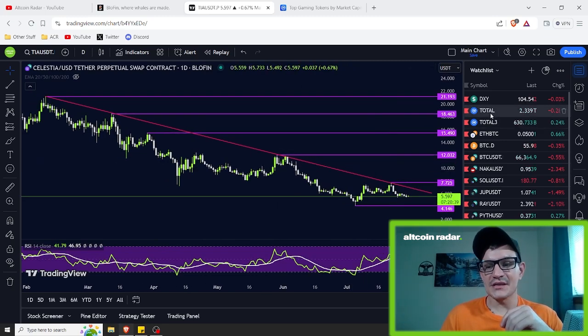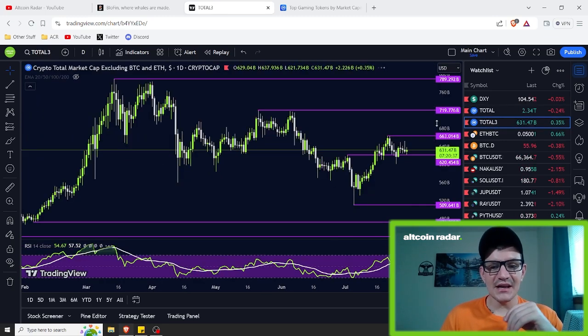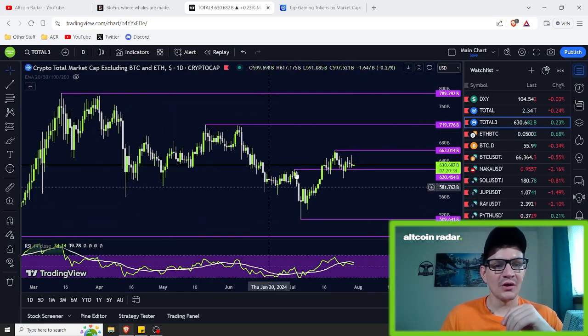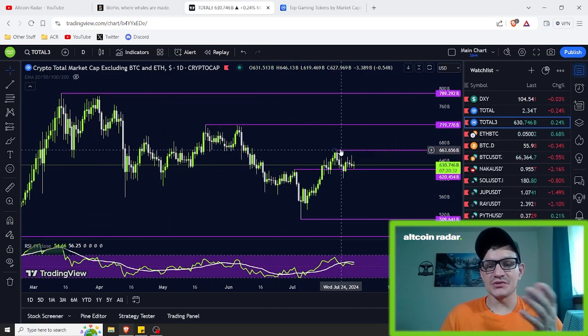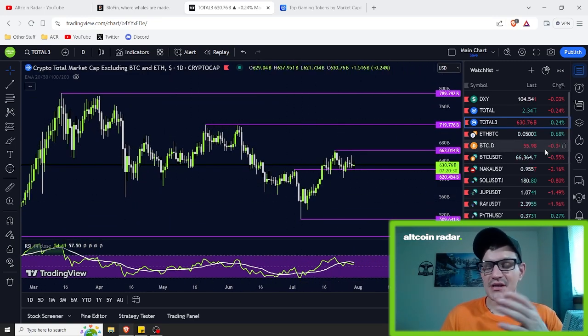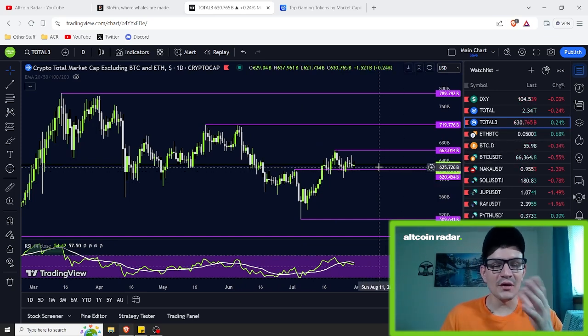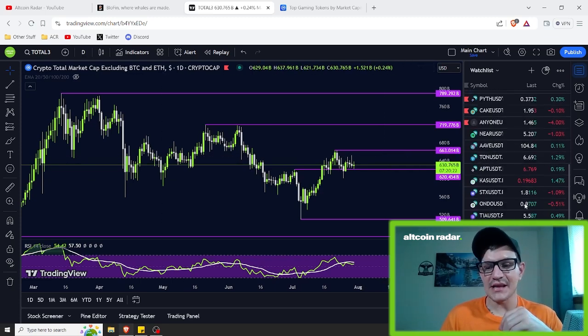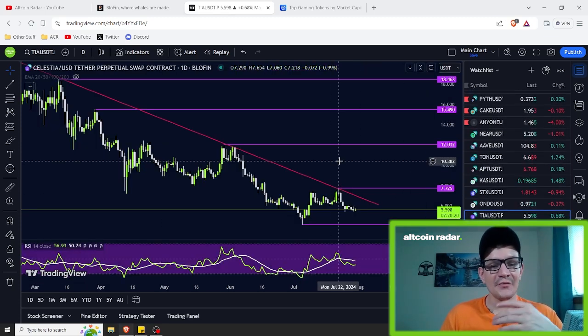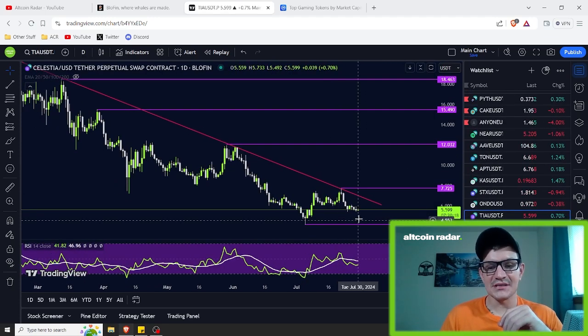But overall here, guys, Celestia has not really been following the overall altcoin market cap here. Usually when altcoins go upwards, usually a lot of the big mainstream top tier, high market cap altcoins go up with it. But Celestia realistically hasn't been doing that. So I really don't know what it's going to take for Celestia to go back up.